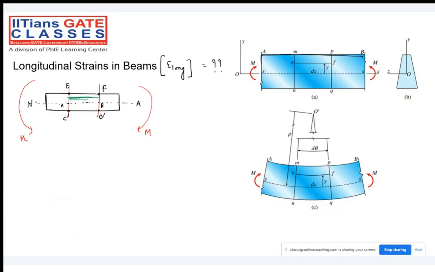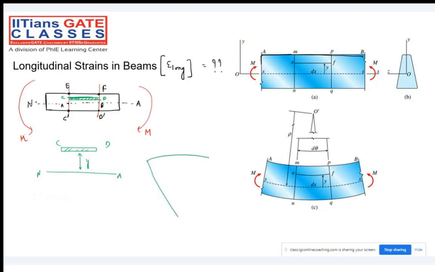I'm taking a small fiber CD. If I zoom it out, I'm taking one small fiber CD at a distance y from the neutral axis. Make a note of it. If it is bent, it will bend in the form of an arc. Definitely, it will bend in the form of an arc.